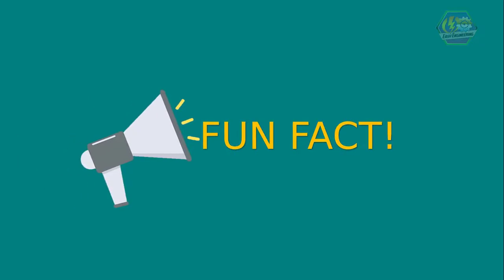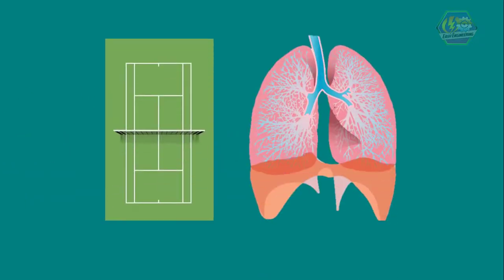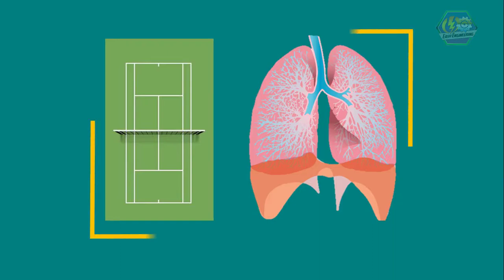Fun fact, learners, lungs and tennis courts can be the same. What do lungs and a tennis court have in common? It's their size. It seems pretty impossible, but if the lungs were opened flat, they would be so big that they would cover the size of a tennis court. Amazing, right? So how exactly do we inhale?